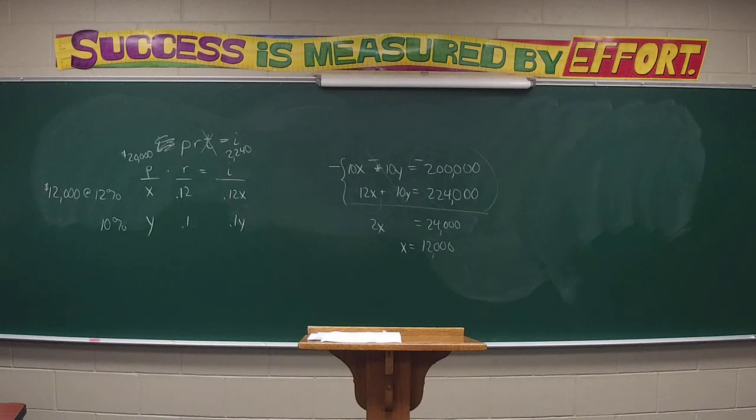Well, they invested how much total, class? 20,000. So if 12,000 was invested here, the remaining $8,000 must have been invested at 10%. And there's the answer we were looking for. $12,000 at 12%, $8,000 at 10%.